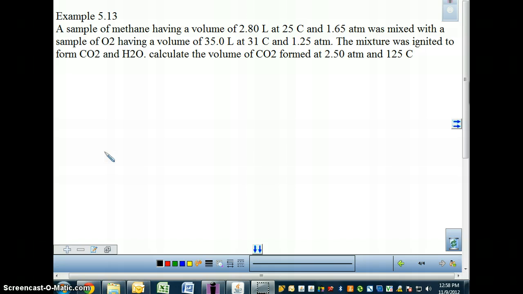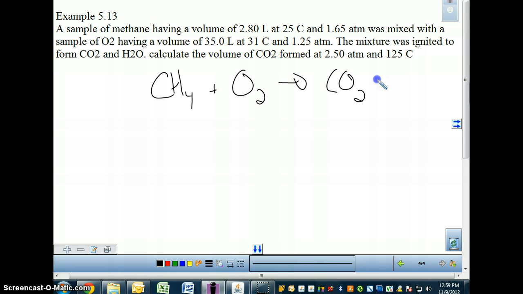This mixture was ignited to form carbon dioxide and water. Calculate the volume of carbon dioxide formed at 2.50 atmospheres and 125 Celsius. From this question, we need to determine our reaction. Methane is CH4. We're reacting it with oxygen to form CO2 and H2O. I'm going to go ahead and balance my reaction. The states of matter are all gases. So this is a true gas stoichiometry question because we're only working with gases.